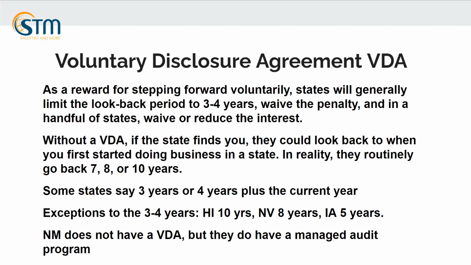In California, the look back period is 8 years. So if you enter into a voluntary disclosure agreement, right away, you're knocking 5 years of back tax, penalty, and interest off the board. And you also get the 10% penalty waived for the 3 years where you do have to pay the tax and the interest. So some exceptions to that 3 to 4 years: Hawaii, Nevada, and Iowa.